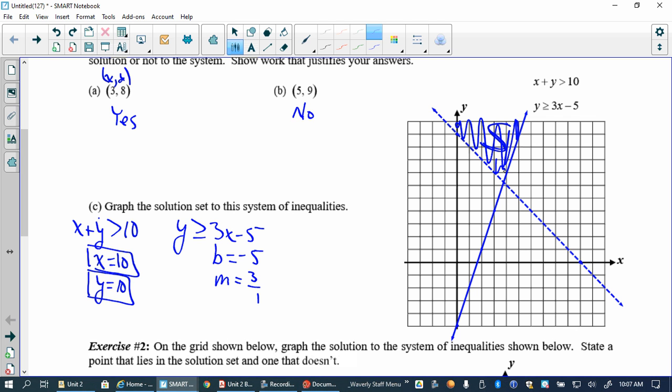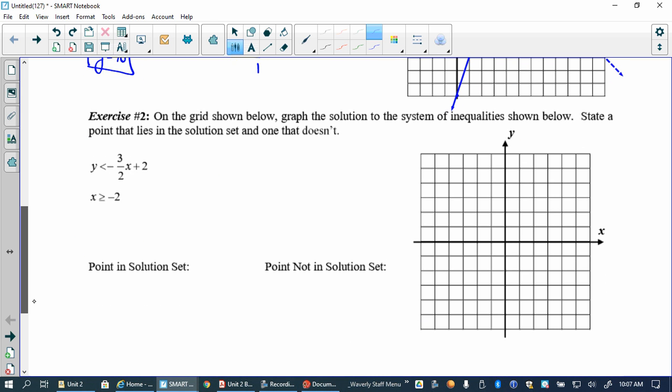Let's look at this example. On the grid shown below, graph the solution to this system. I'm going to let you guys take this one. This one's in mx plus b form, that's not too bad. What kind of line is this one, x greater than or equal to 2? Oh, you know what, scratch it, come back here. We have to label these.